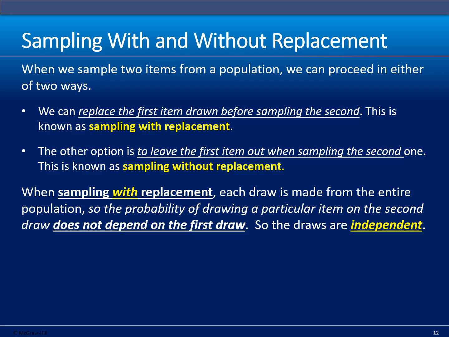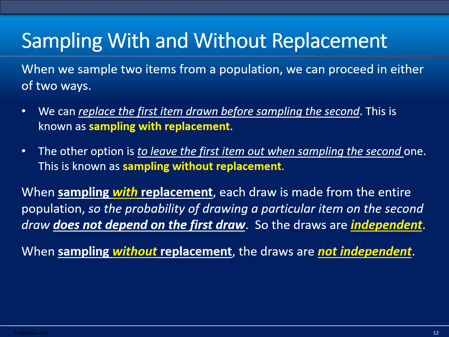When sampling with replacement, each draw is made from the entire population, so the probability of drawing a particular item on the second draw does not depend on the first draw. Again, if you're putting it back, the population hasn't changed, so the draws are independent. When sampling without replacement, this means you keep the person out. The draws are not independent because you're not putting that person back into the population, so the population is changing, which changes the probability, right? Because that's our sample space on the bottom of our probability calculation.